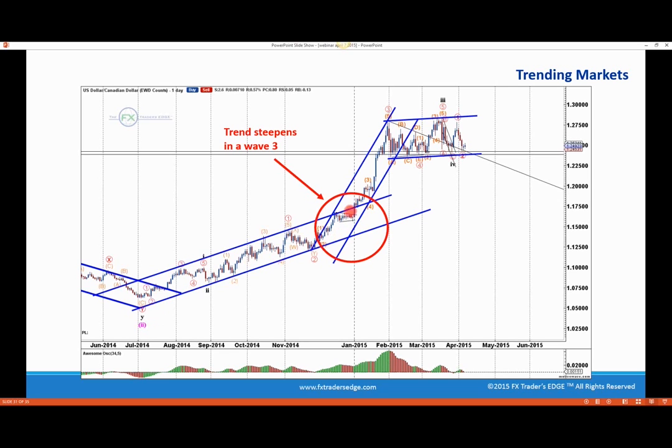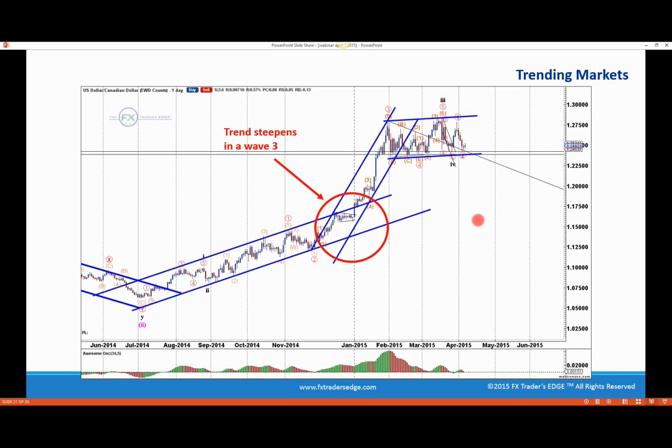Now look at what happens. For the wave 3, the trend changes slope. The trend becomes much steeper. And that typically happens in wave 3 moves. It becomes very steep, okay? And the corrections are shallow. Notice over here, in this part of the trend move, we had lots of moves down. We had lots of opportunities to buy this dollar Canada. Up here, not so, right? Not so. It sort of just traded higher.